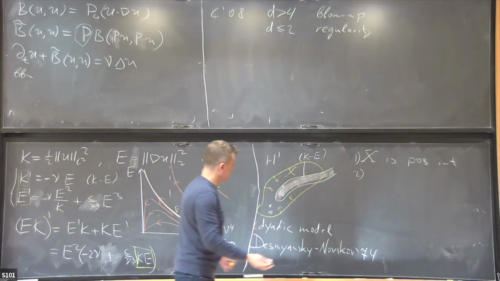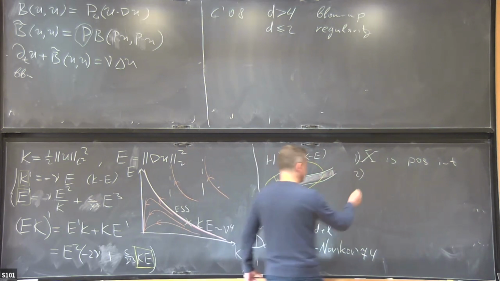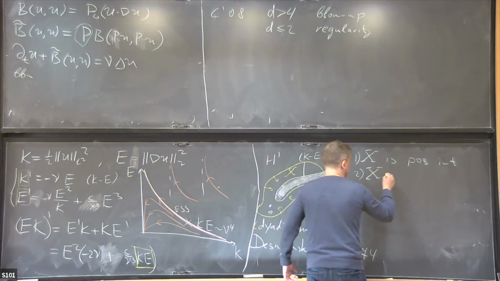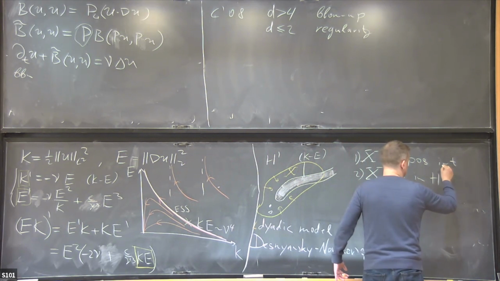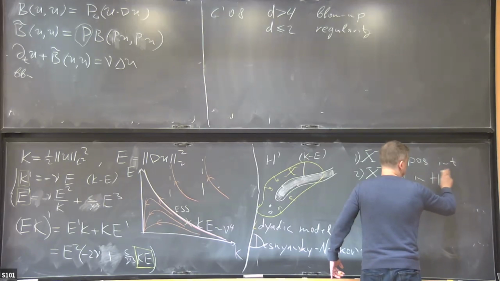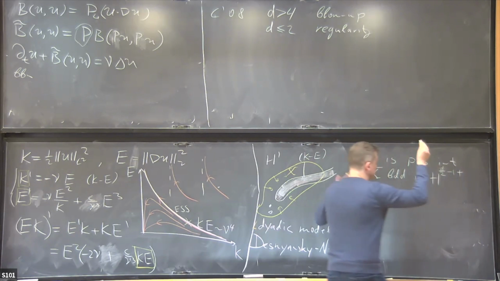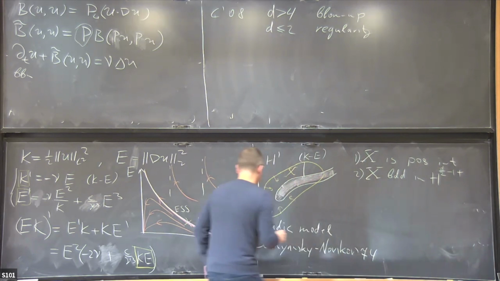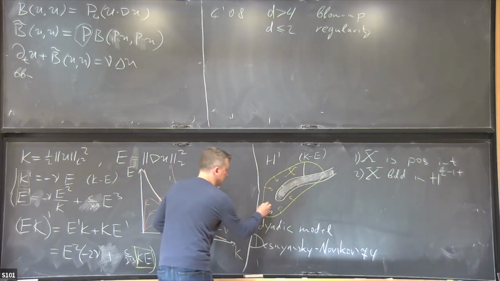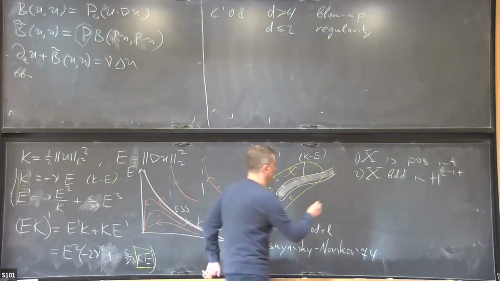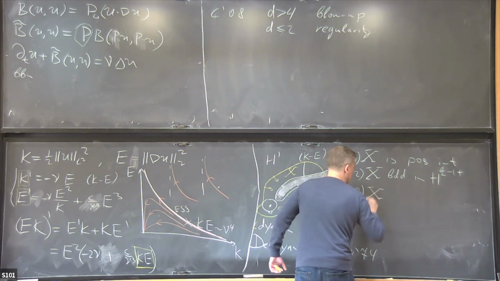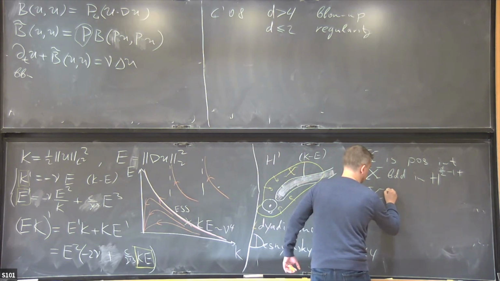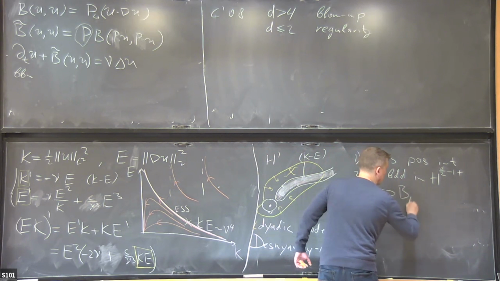If you want to prevent blow-ups, then it's better to be bounded in some subcritical space. What is it? H^(d/2 - 1+), so some subcritical space. And also we want the origin to be in the interior. So you want some small ball to be contained in X.